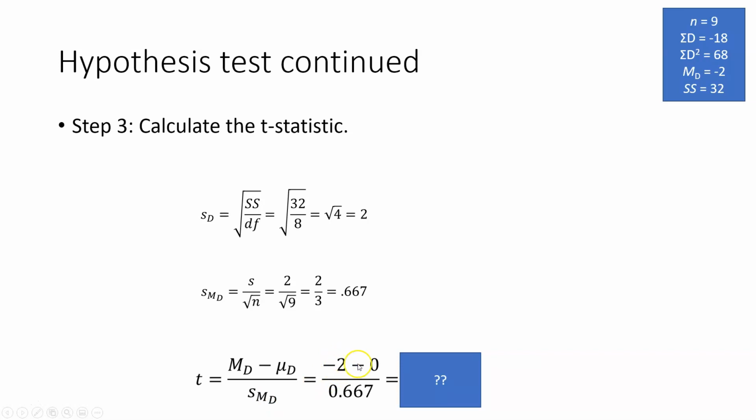So this is -2 minus 0. This is always going to be 0. -2 is our difference divided by the standard error of the mean, which we just computed. And we carry this through to -3 as our t-value.